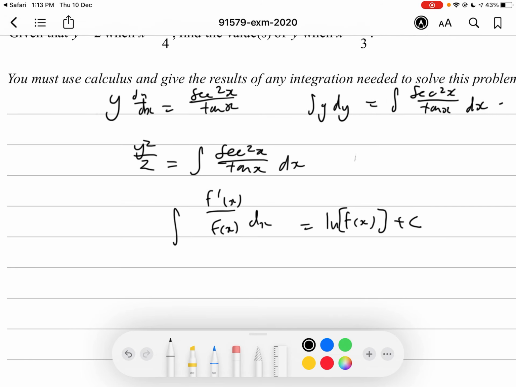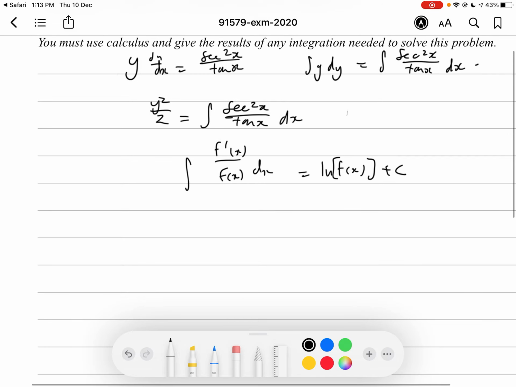So in this case, you can see that secant squared x is indeed the derivative of tan x. So therefore, we can just say that the integral of secant squared x over tan x is just ln of tan x. And we can actually verify this, so we say ln of tan x.